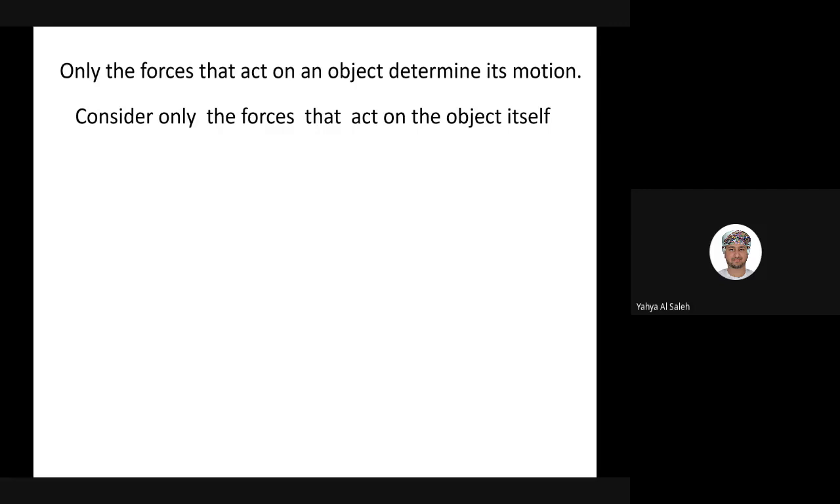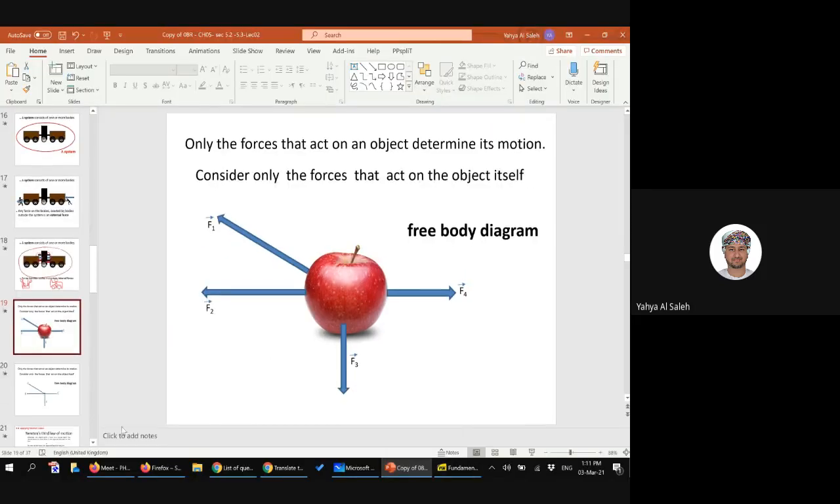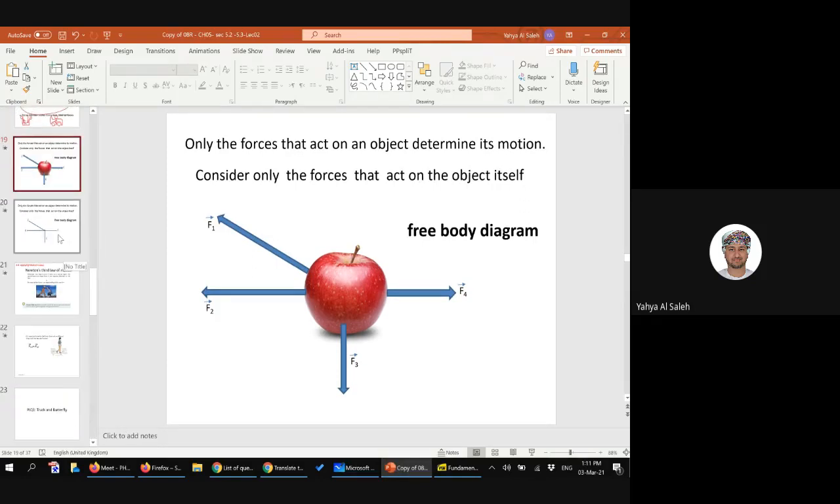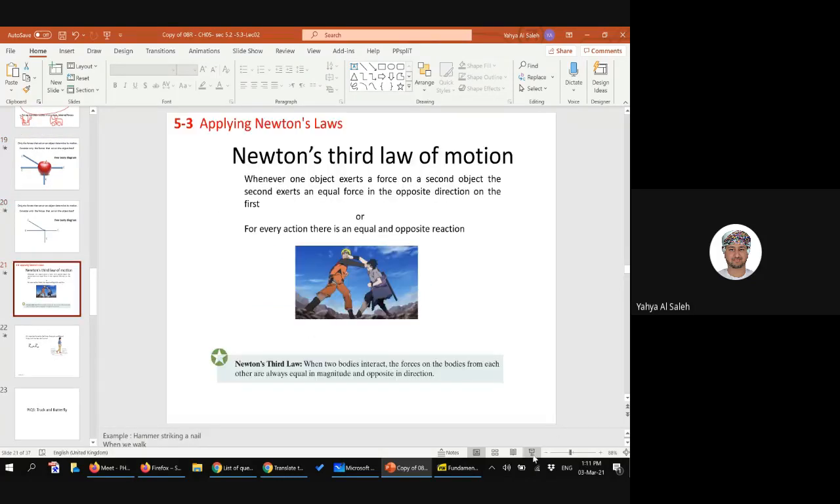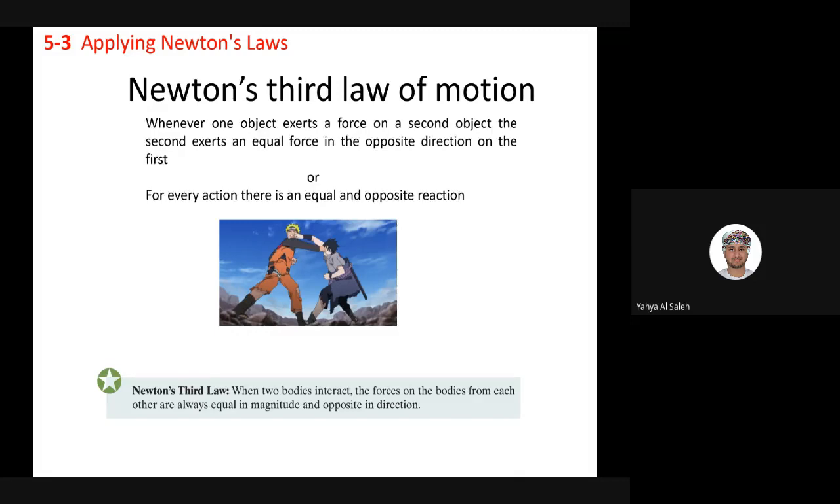Okay, so last thing before we end today, this is actually quite a long lecture. Newton's third law of motion. Before we see the formal definition, or let's see the formal definition. Whenever one object exerts a force on a second object, the second exerts an equal force in the opposite direction on the first. Or, for every action there is an equal and opposite reaction. You know this from school.